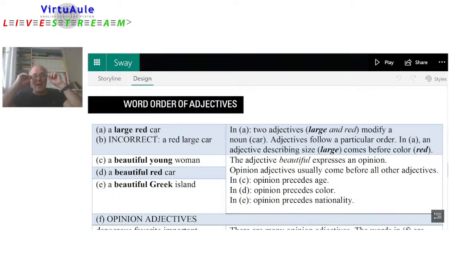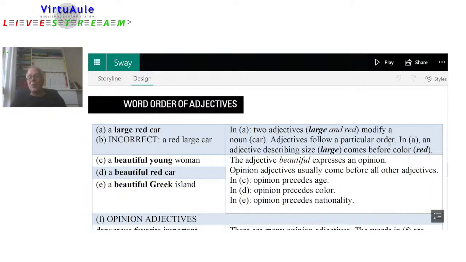Okay, we have a large red car. It's written here incorrect. It's really not incorrect. It just sounds very, very strange if you say a red large car. Why? Because in English we have a very precise order, and you have to learn the order. Okay, we'll take it easy. We'll do a couple of ideas here. We won't really work with all of the different qualities of adjectives. Let's just look at the two adjectives, large and red. These words modify a noun, a car, so they are adjectives.